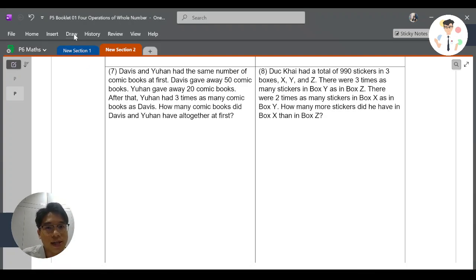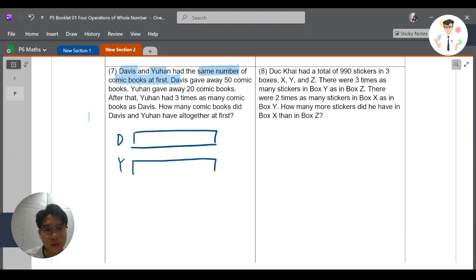Davis and Yuhan had the same number of comic books at first. So Davis, Yuhan, same number of comic books. Now, if you know it's the same, what I can do is draw a model. I just put D for Davis, Y for Yuhan. So they have the same number, which means the model will look exactly the same. Okay, same.